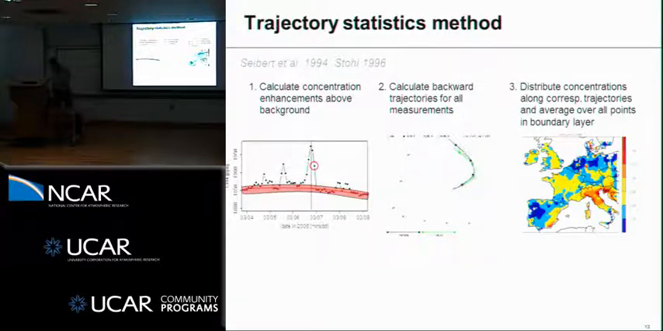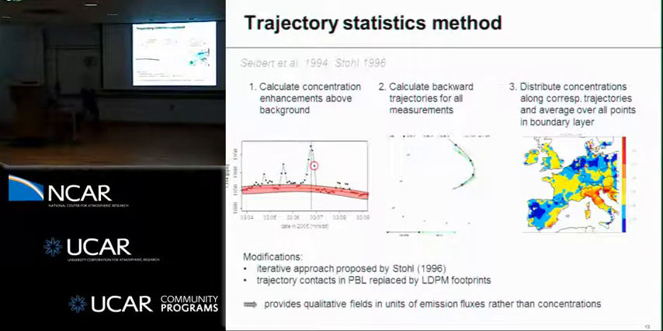What we have done is recently we have changed this a little bit. On one hand, we are not using trajectories, but the footprints from the Lagrangian Particle Dispersion Model, so the map of the surface contact of the air. And we're also using an iterative approach. So instead of estimating concentrations now, we get maps really in units of emission fluxes. But we still caution that this is not a full inversion, but it's still a qualitative thing.